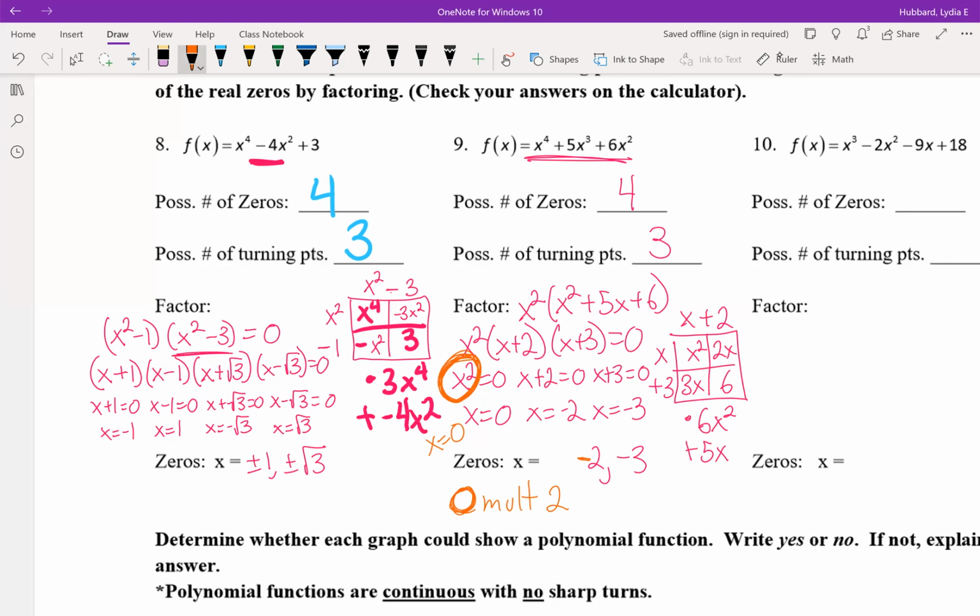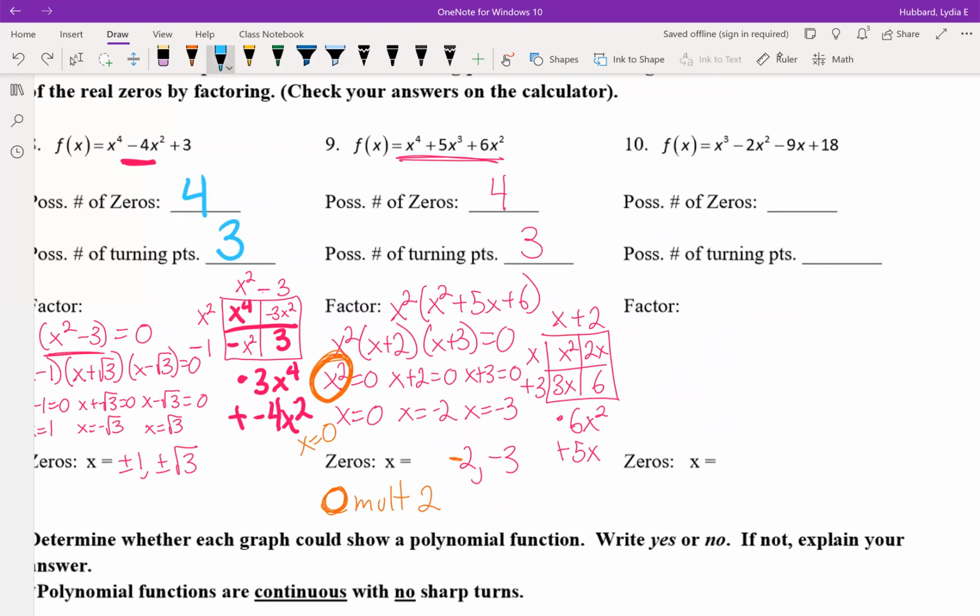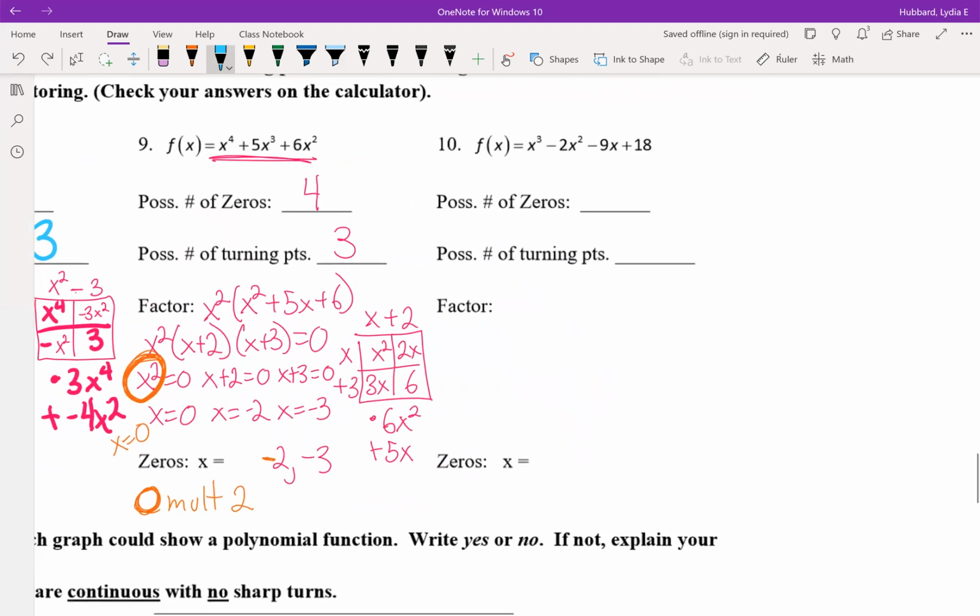So if I had like x plus 2 squared, then that negative 2 would have a multiplicity of 2 as well, because that root is occurring twice. So just need to be careful with that. Again, if I had maybe x plus 3 to the fourth, that would be root negative 3 mult 4, because it's happening 4 times. And so that's how we would write that.